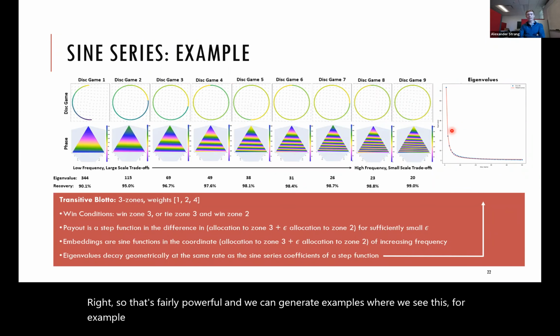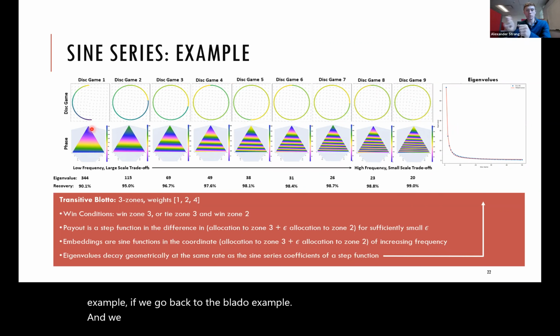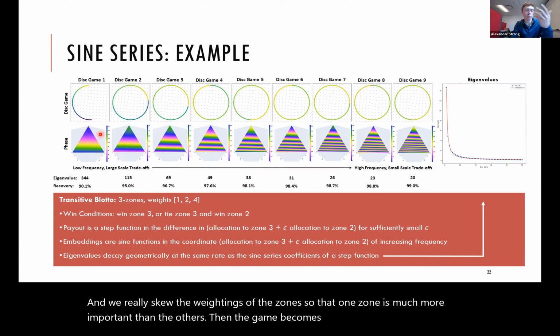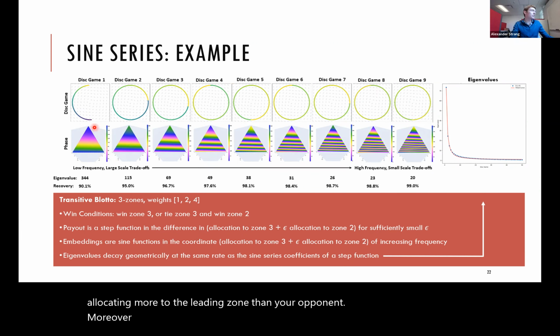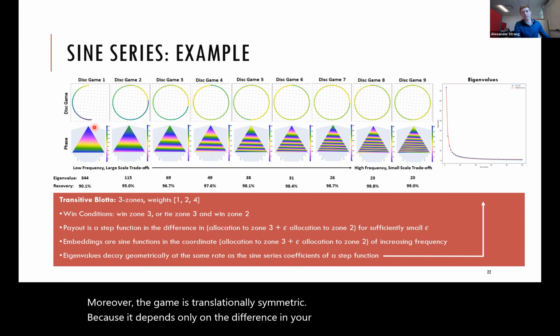For example, if we go back to the Blotto example, and we really skew the weightings of the zones so that one zone is much more important than the others, then the game becomes transitive because you win by allocating more to the leading zone than your opponent. Moreover, the game is translationally symmetric because it depends only on the difference in your allocations to that leading zone.